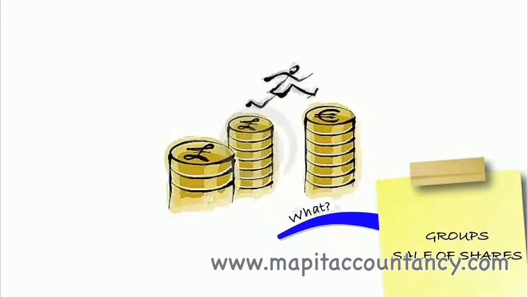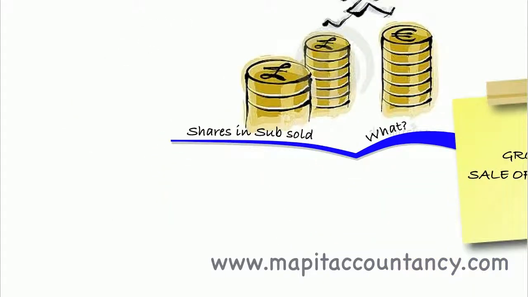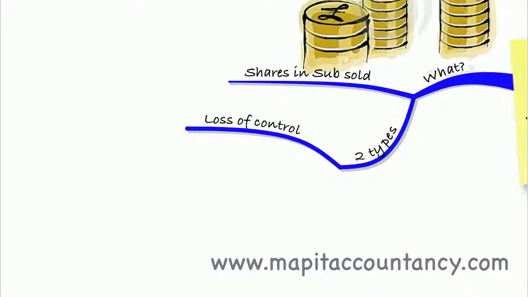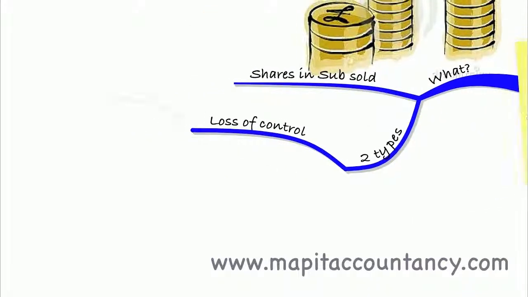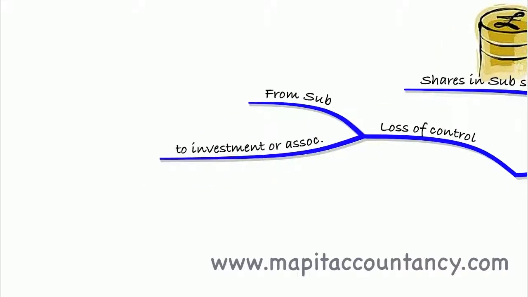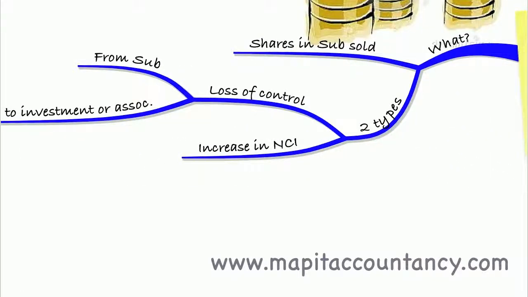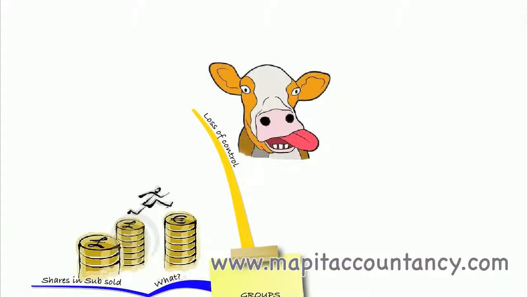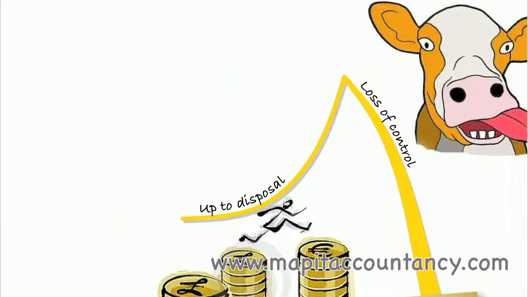This time we're looking at when shares in a subsidiary are sold. So we have a subsidiary and we sell some of the shares. Again, there will be two types. We have either a loss of control, so that's when we go from a subsidiary to an investment or an associate, or we have an increase in the NCI, just like we had a decrease in the NCI when we purchased more shares.